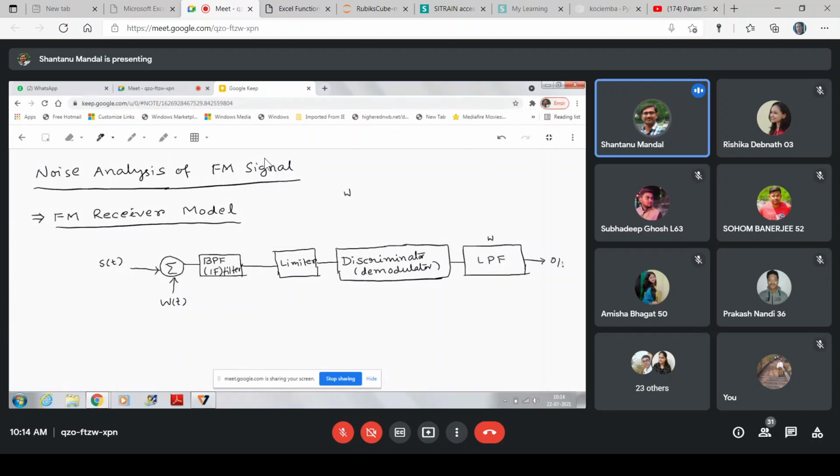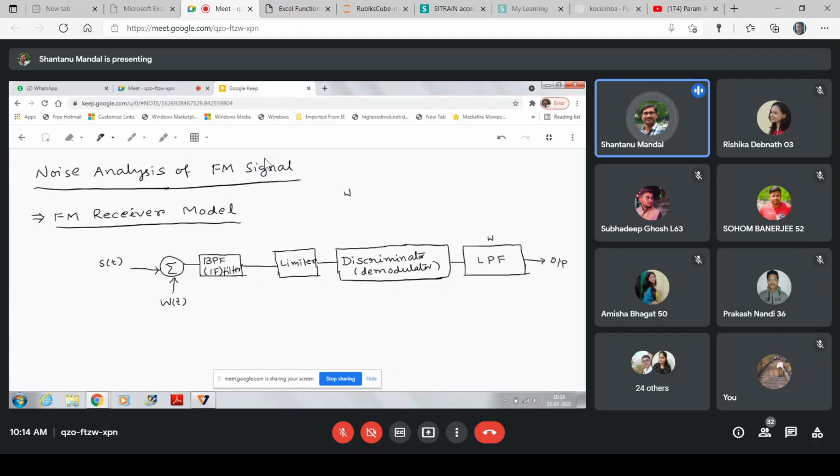So this is the standard FM receiver model. Here the input signal is received by the receiver, and along with it some unwanted signal is also received, and these unwanted signals are known as noise. This noise is a wideband Gaussian type noise, so we write w(t), that is white noise, which is added to the signal s(t).